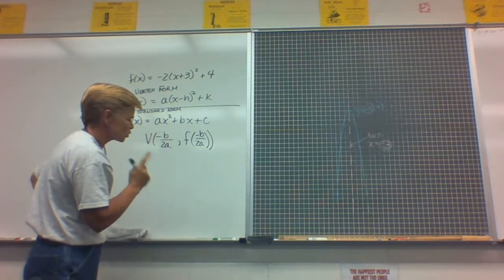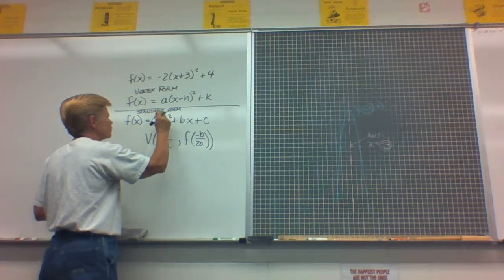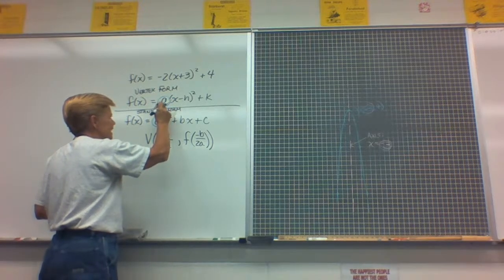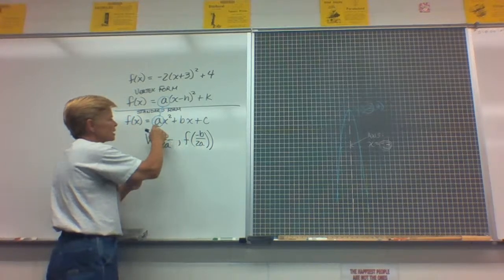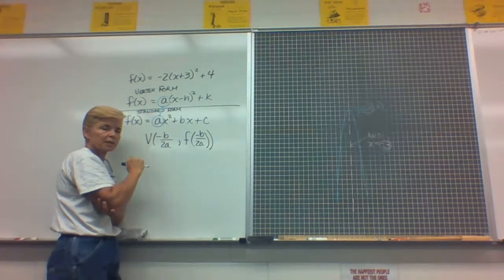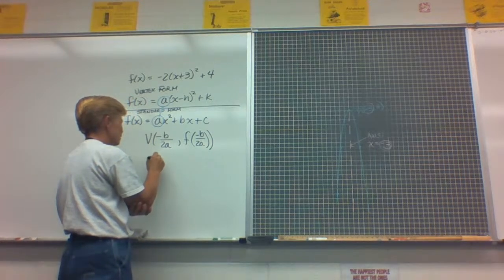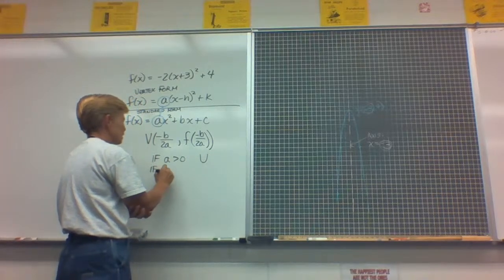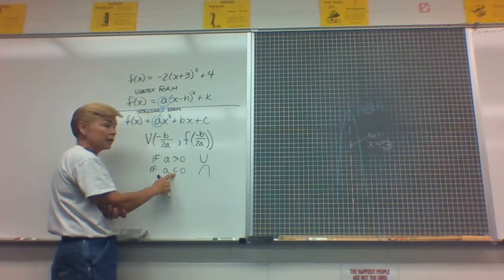Then, here's the cool part. This number right here in standard form and this number right here in vertex form are exactly the same. So this a, even though we couldn't read where the vertex was, still tells us whether it's going to open up or down and whether it's going to be fat or skinny depending on the size of the number. So if a is positive, it opens upward. If a is negative, it opens downward. This is a way of writing negative and positive rather than the words neg and pos.